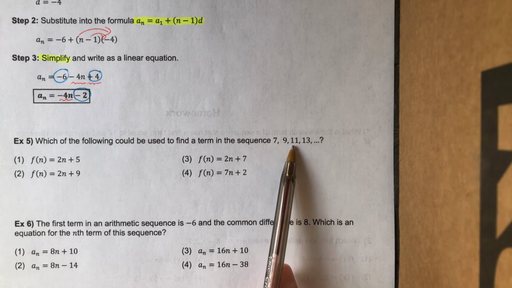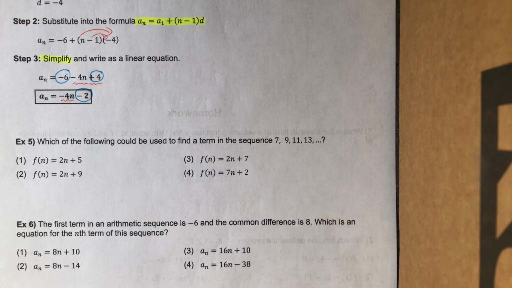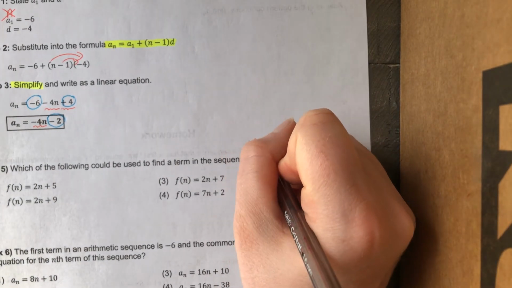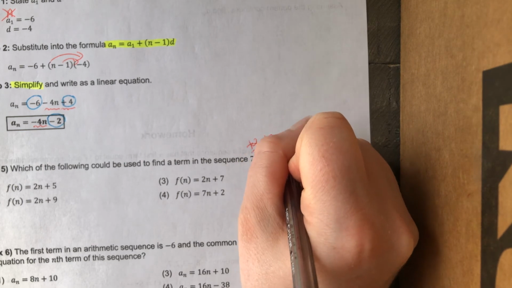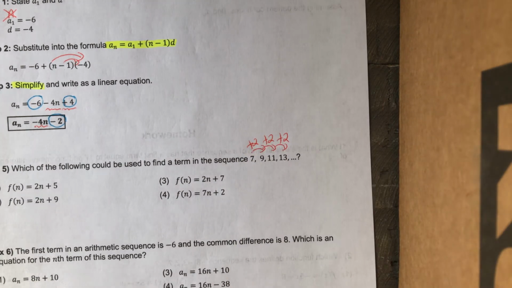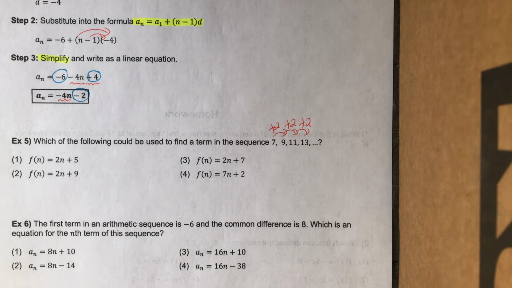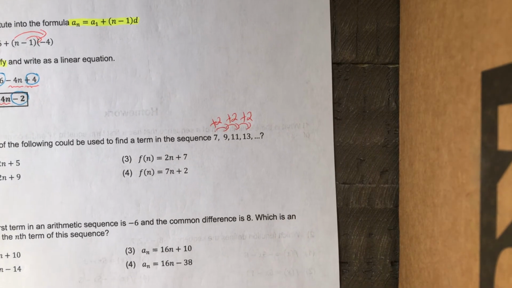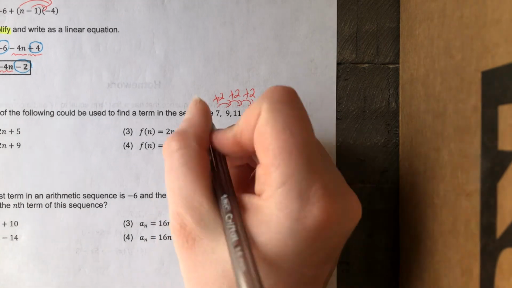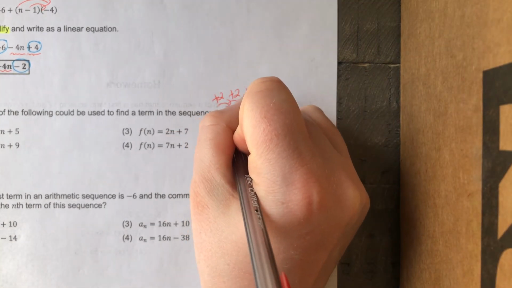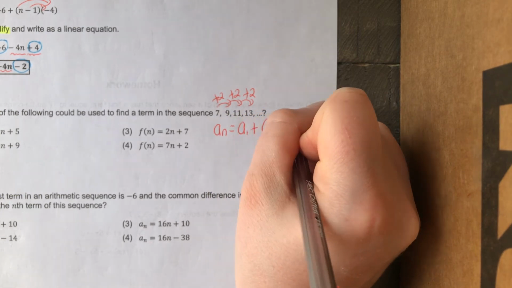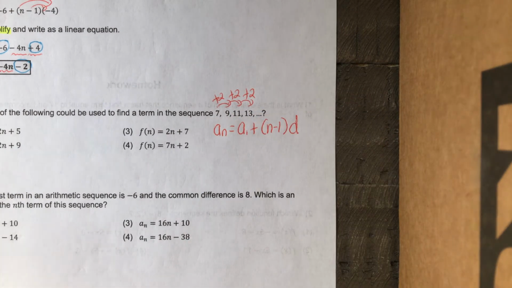Well, my numbers are getting bigger, so I'm going to try addition. I know that 7 plus 2 is 9. 9 plus 2 is 11. And 11 plus 2 is 13. So since I'm adding each time, I know this is going to be an arithmetic sequence. So I'm going to go ahead and just write down what that formula is, which is a sub n equals the first term plus n minus 1 times d.